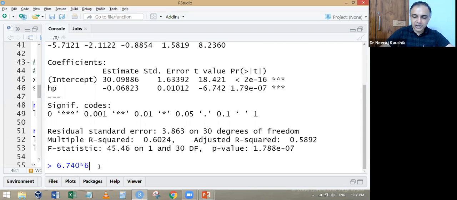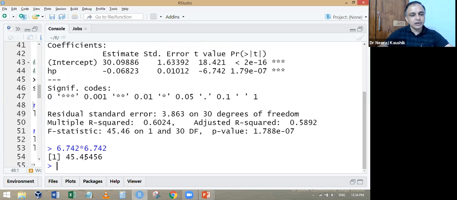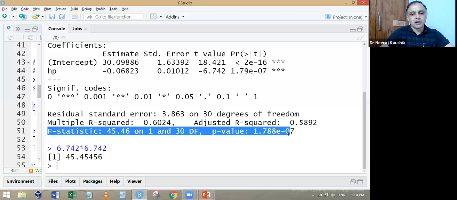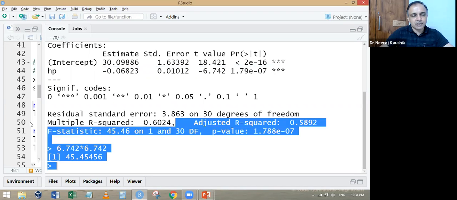6.742 multiplied by 6.742. And it's not only 6.742, it's up to 17 decimal places. So 6.742 squared comes approximately 40.456. That's the same thing. So in simple regression, T square becomes the F, not everywhere, only in simple regression. F value tells me about the model as a whole, and this tells me about the individual one. R square comes out 60%.